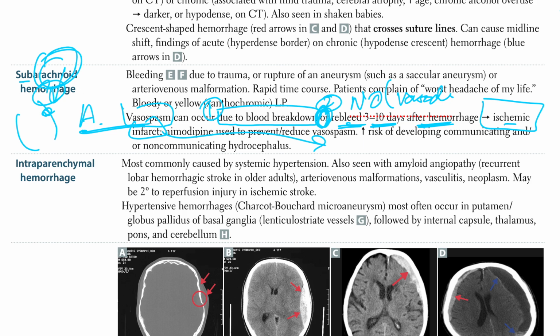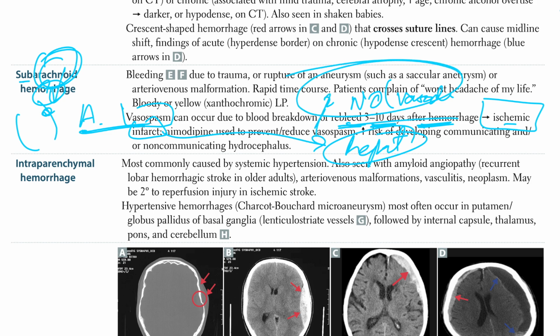Rebleeding will show a sudden change in the mental status. So when the patient goes home, everything is fine, you look at the CT, everything was fine, but the patient comes back with new focal neurological deficits, and then you do the CT scan again, and you will see the problem there. That is due to the fact that either you have blood breakdown or decreased NO, or you have a rebleeding in the hemorrhage causing ischemic infarct.